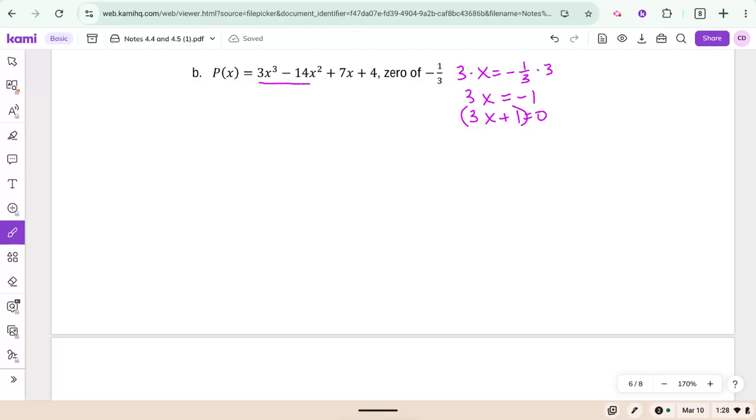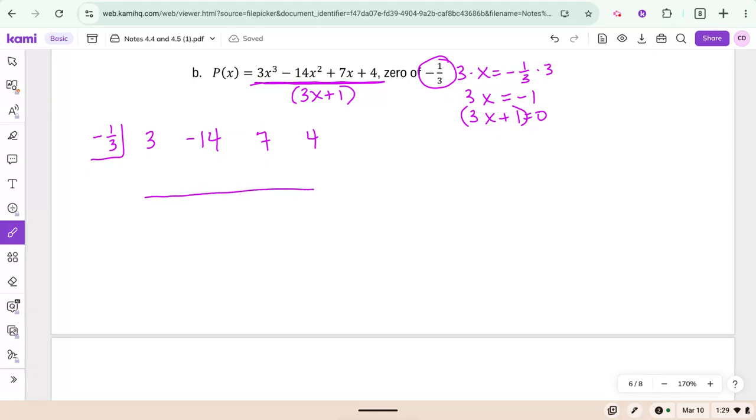So what I'm going to do is take this and divide it by this factor and figure out what the rest of my zeros are. So remember that factor, but I'm actually going to use this negative 1/3 in my synthetic division. So put that number in the corner. This is nice and in descending order, so put all your coefficients. 3, negative 14, 7, 4. And I kind of space them out a little bit. Skip a line, draw a line.